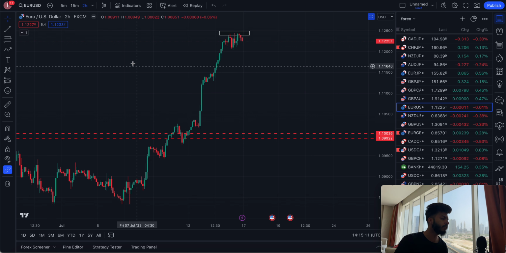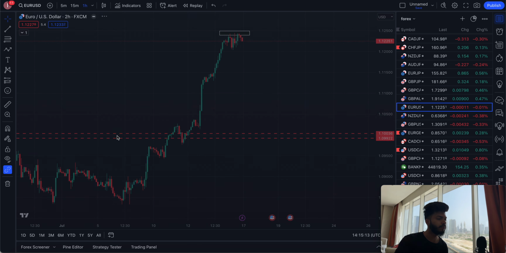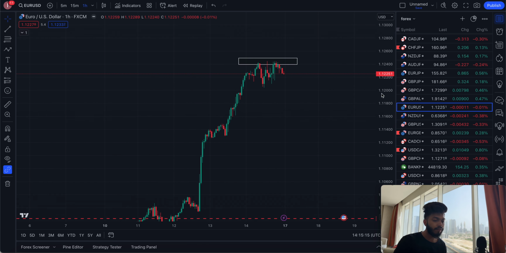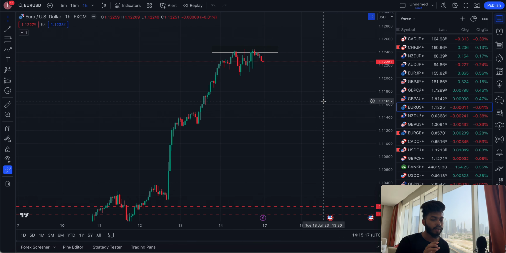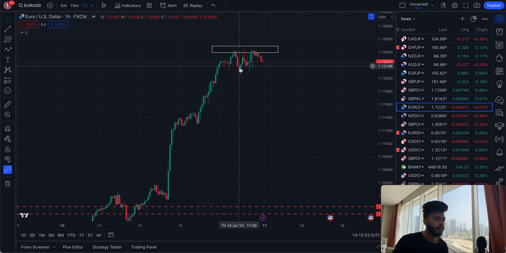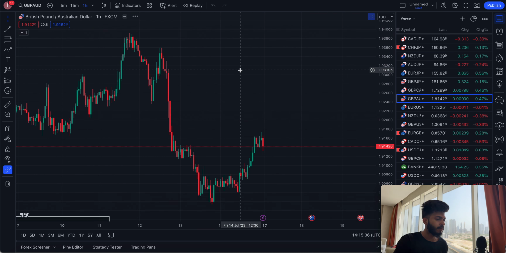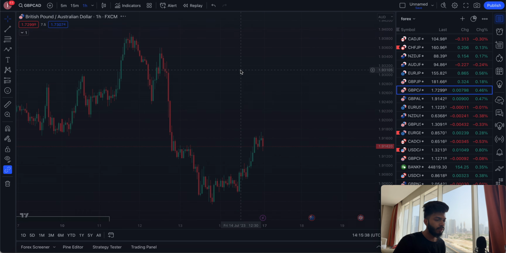So Euro USD, on the 2 hourly time frame it is showing you something, and on the 1 hourly time frame it is also showing you something. Now it comes to perfection, right? Whenever we trade patterns, it comes to perfection. So what we are going to do here, we have a double top setup. We can plan our trade for the downside in Euro USD specifically, right? It depends on how the market opens, but there are chances that it will go down.